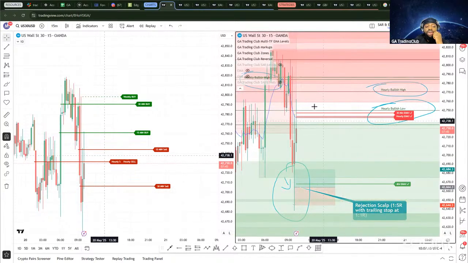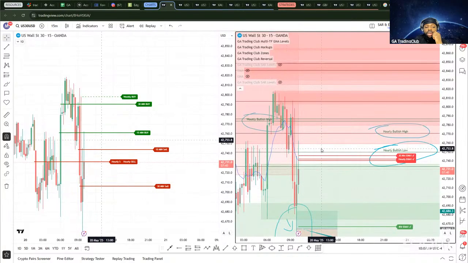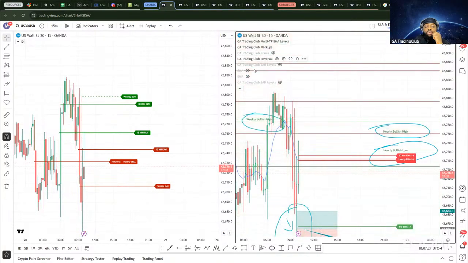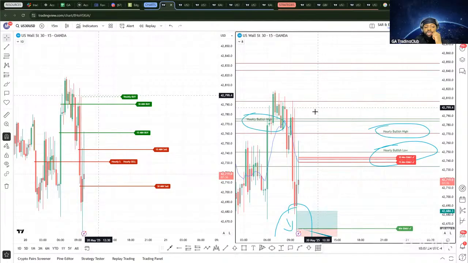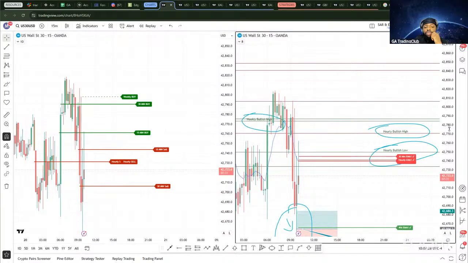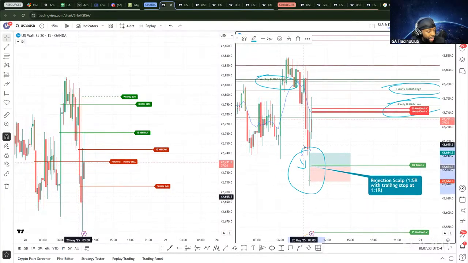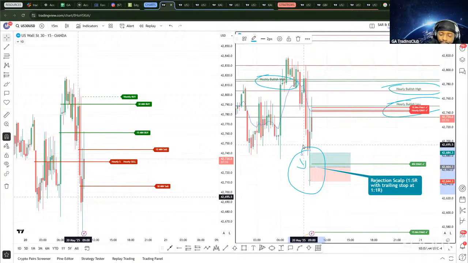And currently, we don't have any area of supply up until this zone. So if these wicks are anything to go by, US 30 will probably pump to the upside. If we close back above here, we'll probably have a pump to the upside. But if we do pump and have that 15-minute SAR rejection, then price will more than likely come back, reverse, and push back down to the downside.